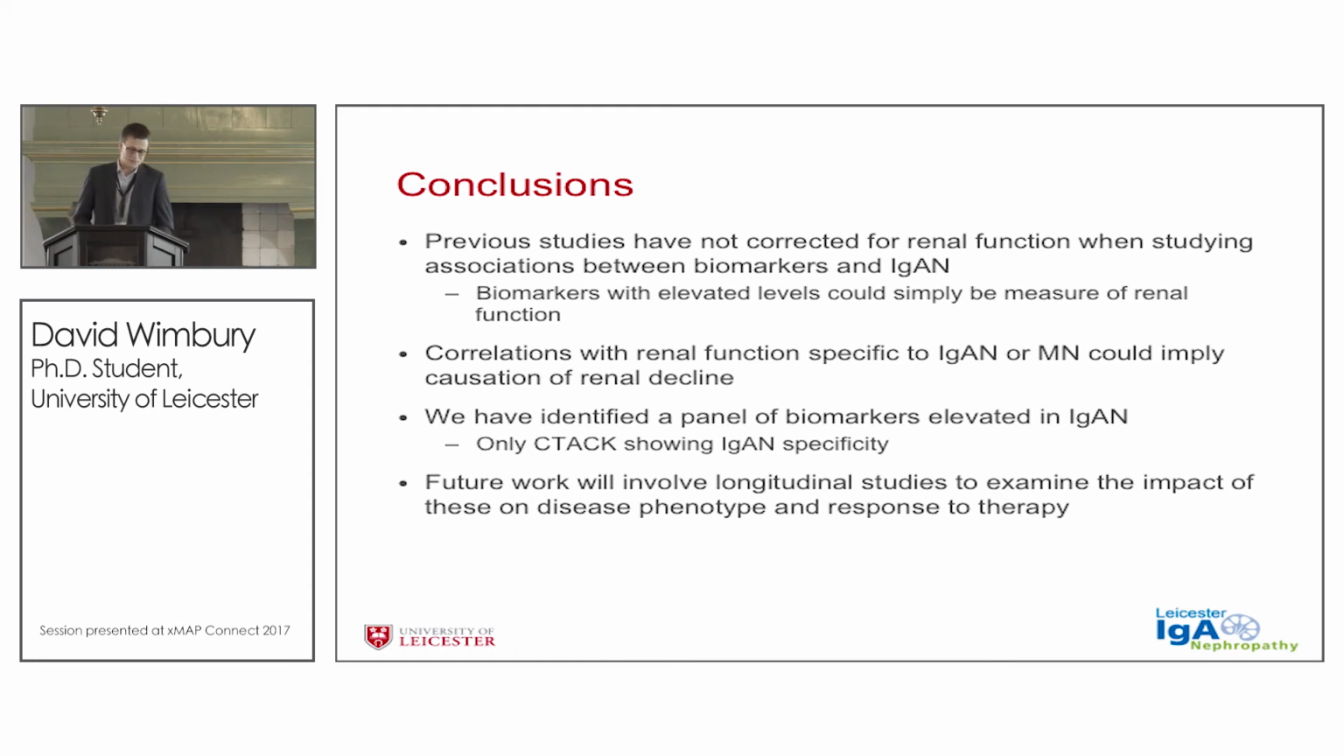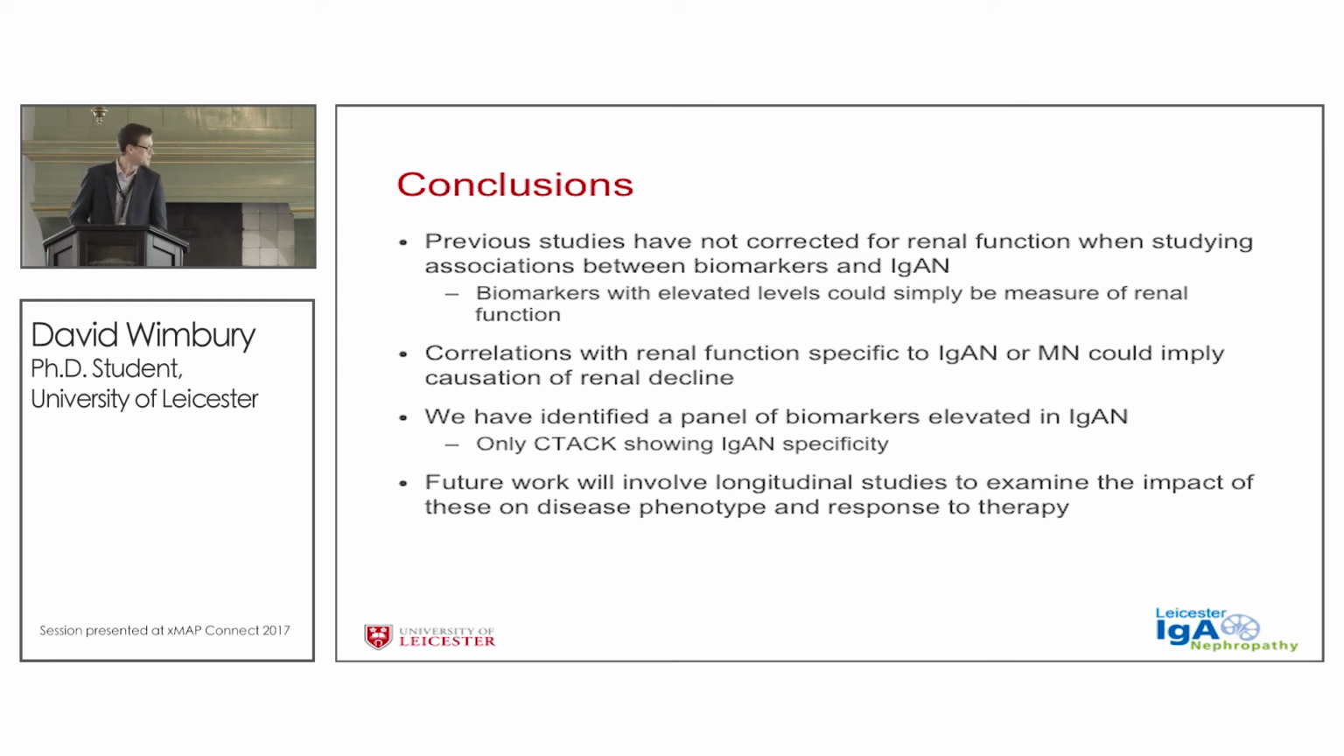So previous studies of this nature working on biomarkers in glomerulonephritis have failed to correct for renal function when looking for associations with these diseases, either not at all or with very minimal correction. This could mean that the elevated levels of these biomarkers simply relates to a decreasing renal function. So basically these assays would just be looking at an expensive measure of declining renal function.